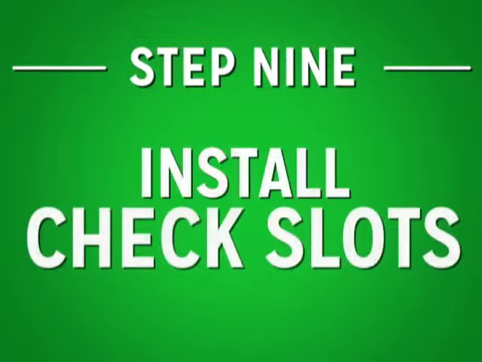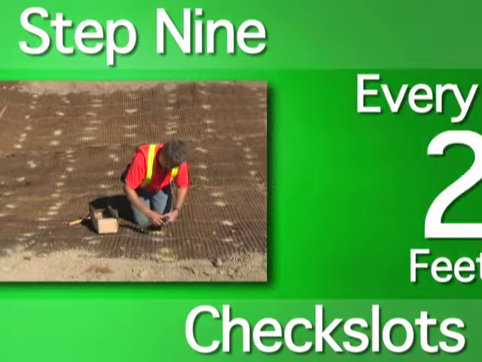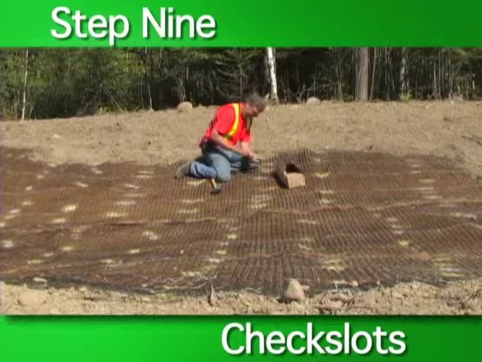Step 9. Install check slots. Every 25 feet down the channel, the rolled erosion control product should be secured using a check slot. Check slots are important because as water tries to get underneath the product, check slots are used to force the water back to the top.